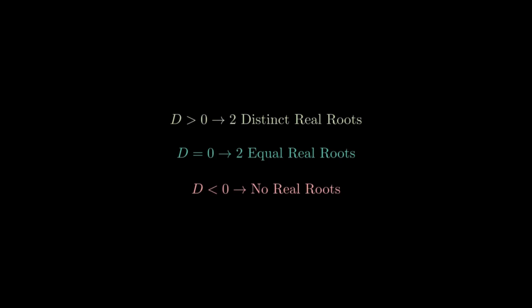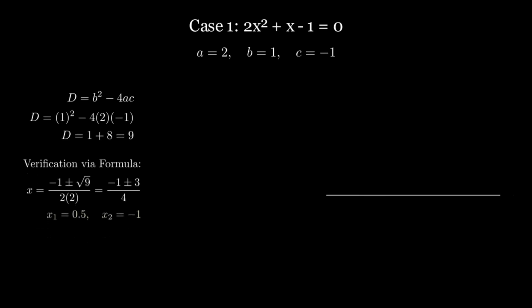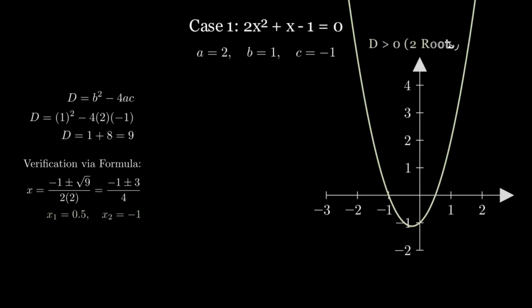Let's consider case 1, taking the quadratic equation 2x squared plus x minus 1 is equal to 0. When we compare this with the standard form of a quadratic equation, we get the coefficients a, b, and c. By placing the values of a, b, and c in the formula for D and solving, we get the discriminant as 9. Since 9 is greater than 0, our rule says we have two distinct real roots.